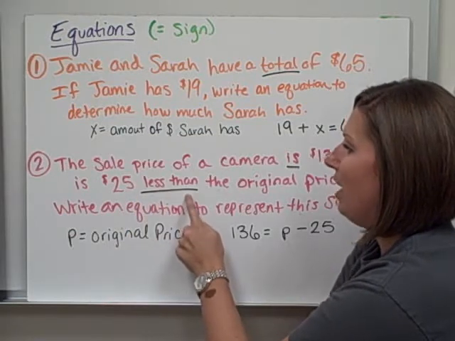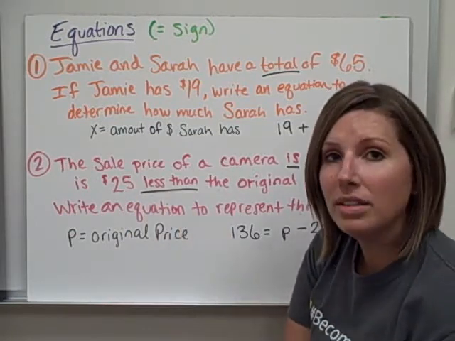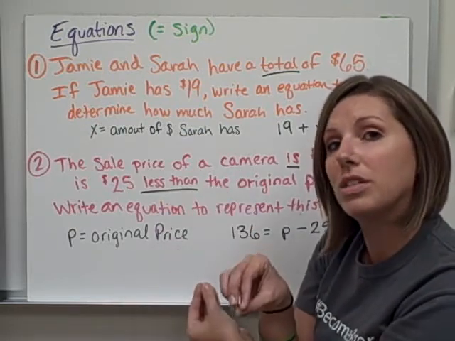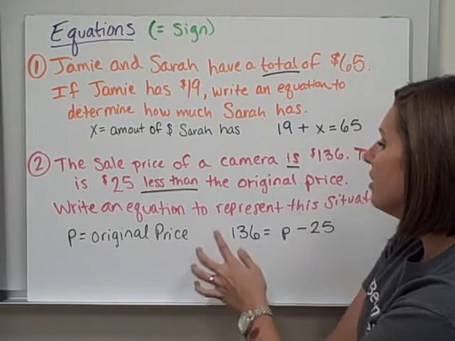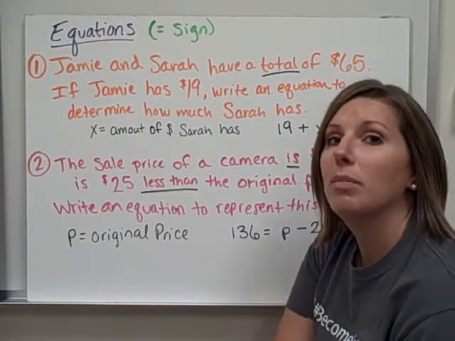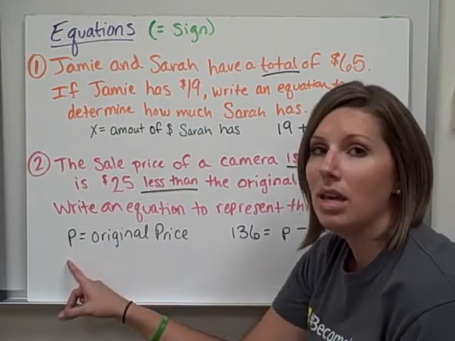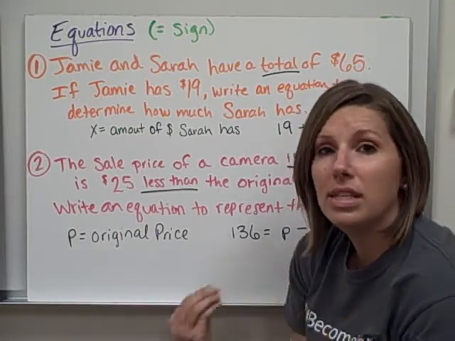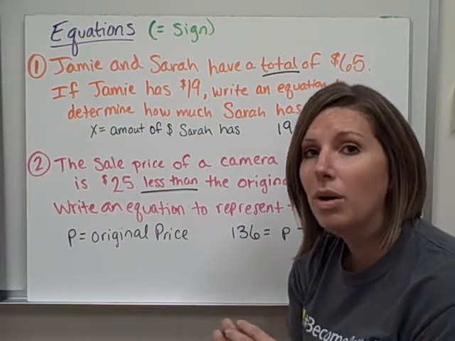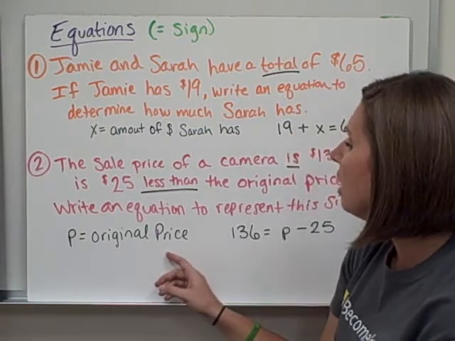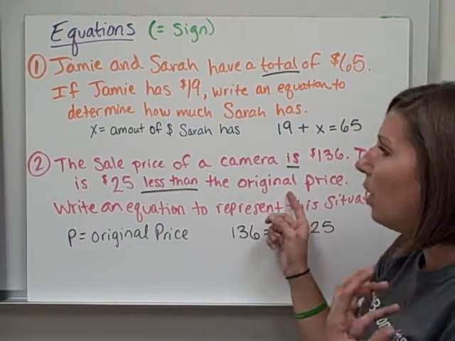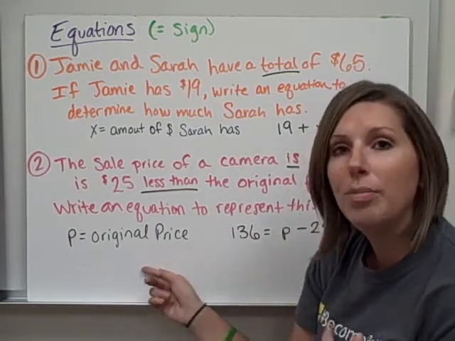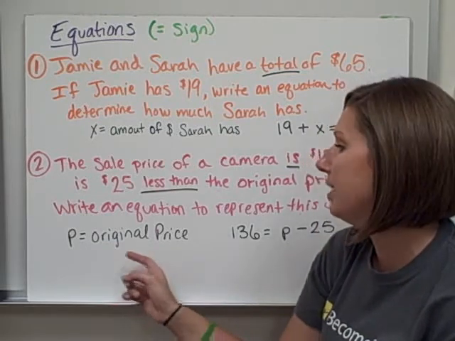$25 less than. Less than means subtract, but it's one of those words where I'm subtracting but in reverse. Remember from before? So I need a variable. My variable in this case is going to be P. I was going to put O, but sometimes the letter O looks like a 0, so I chose to use P instead. We're trying to find out what the original price is. We don't know the original price, so whatever we don't know becomes our variable, the original price, P.